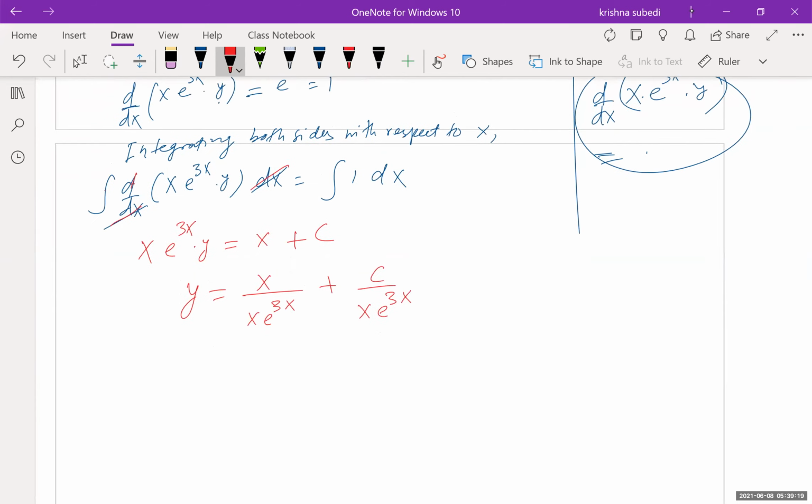It looks a little ugly. Maybe you can do one step further here. So y equals, this x cancels out, so you're going to get e raised to power negative 3x plus c over x e raised to power negative 3x. So this is your general solution.